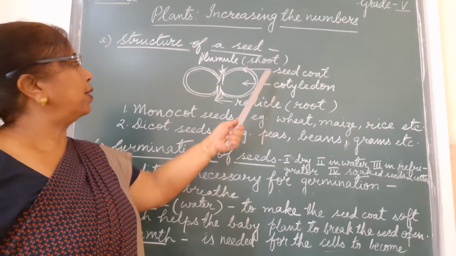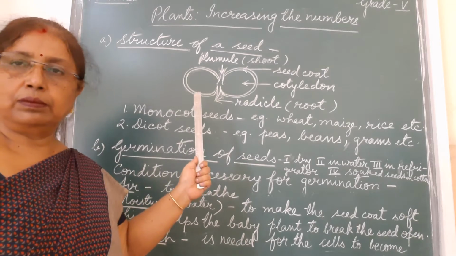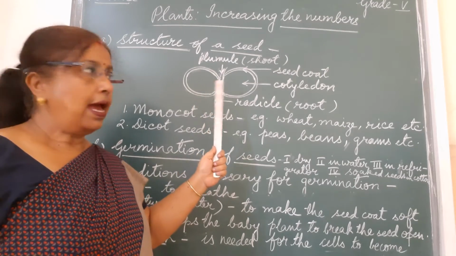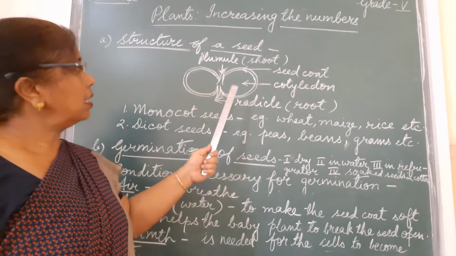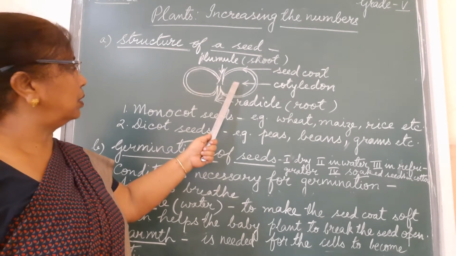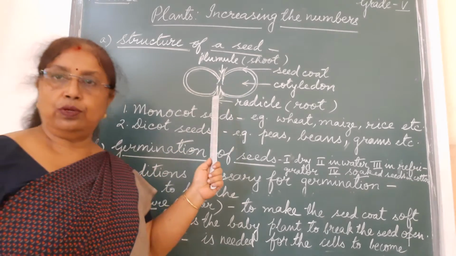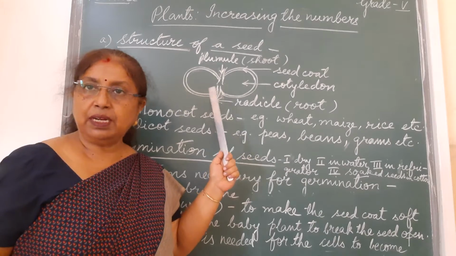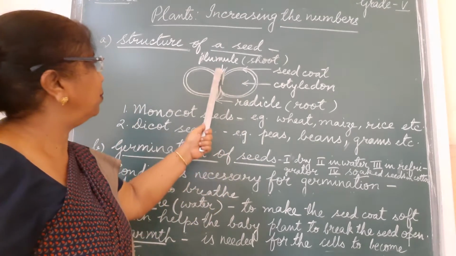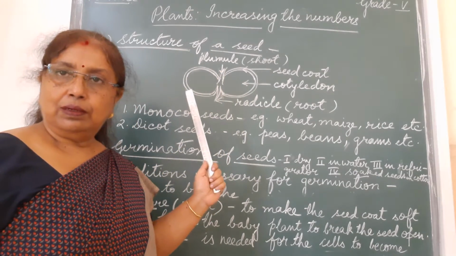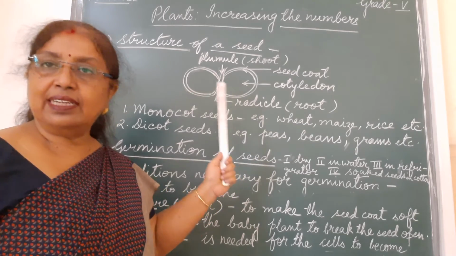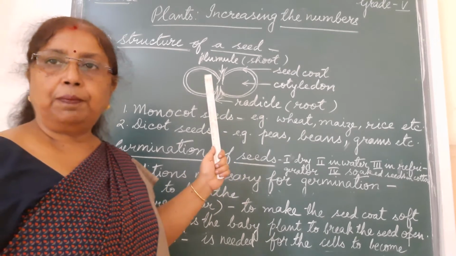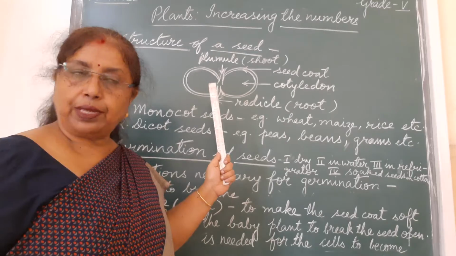Now the seed coat protects the seed when it is dry. And what is the function of the cotyledons? Cotyledons provide food to the embryo when the seed starts germinating. This is the embryo. From the embryo only, when there is a favorable condition, the new plant starts growing.